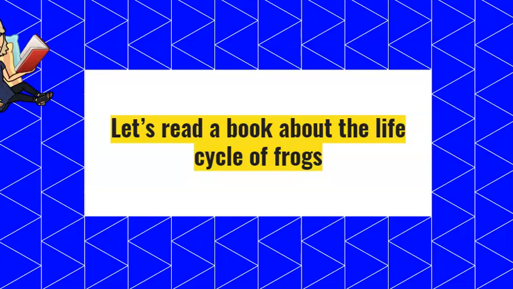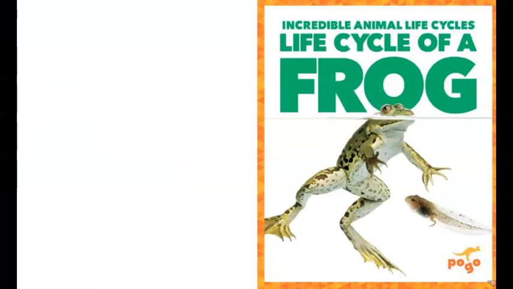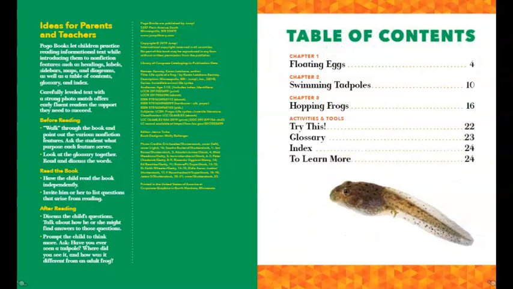Let's read a book about the life cycle of frogs. The Incredible Animal Life Cycle, Life Cycles of a Frog. Here's my table of contents. This is probably a nonfiction book then. Chapter 1 is floating eggs, swimming tadpoles, hopping frogs, and then of course you have the glossary and the index. We're mostly just going to be reading about the life cycle of frogs.